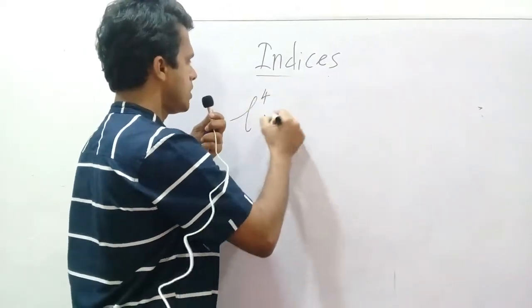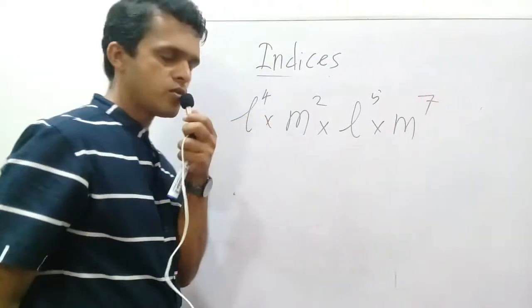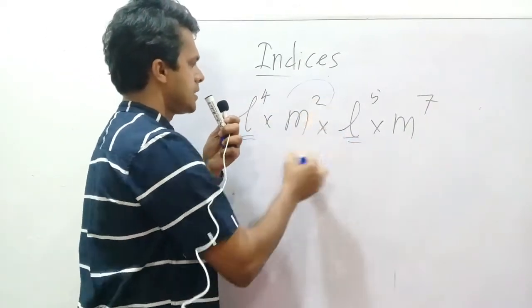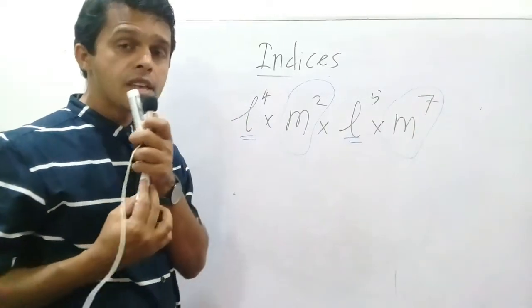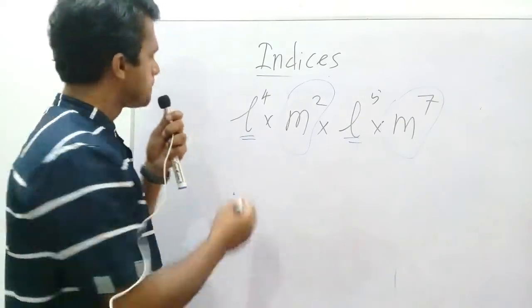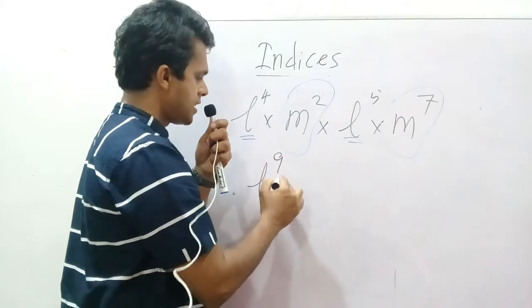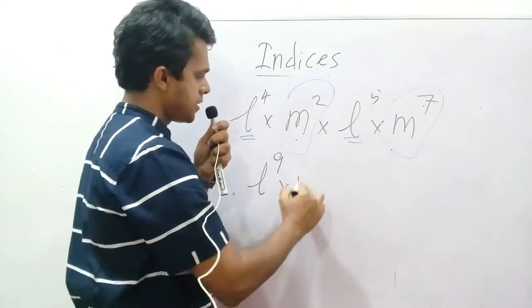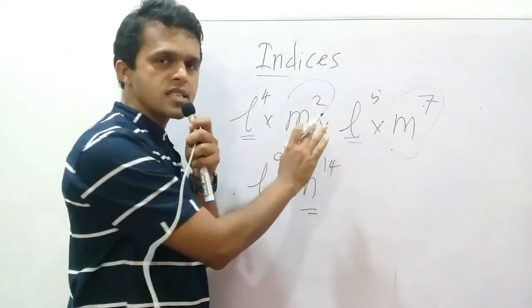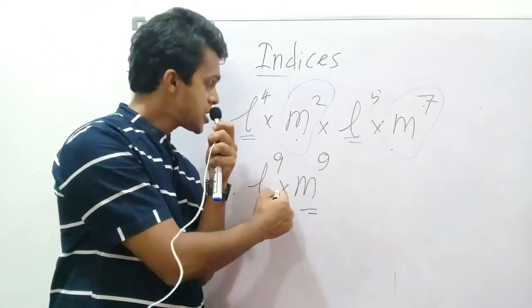So this one, l to the power 4, m to the power 2, into l to the power 5, m to the power 7. How can you do this? You could see same bases. Here l, here l. Here m, here m. Right? Same bases can be simplified. l to the power 4, l to the power 5. You can write l, 4 plus 5 should be added, into m to the power 2, m to the power 7, m to the power 14? No, 2 times 7, 14, you can't do that. You have to add 2 and 7. 2 plus 7, 9. So the answer is l to the power 9 into m to the power 9.